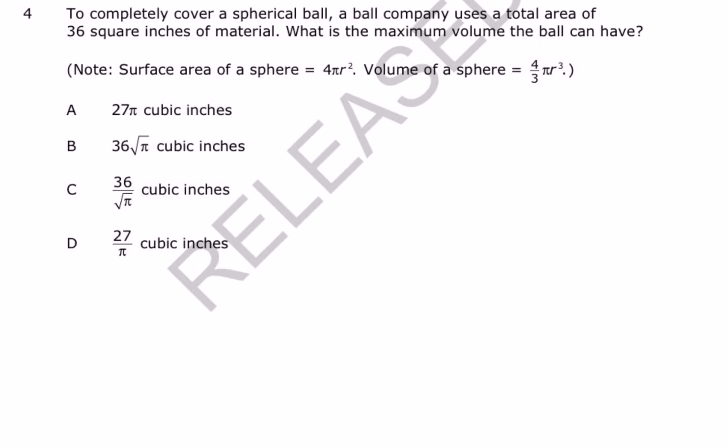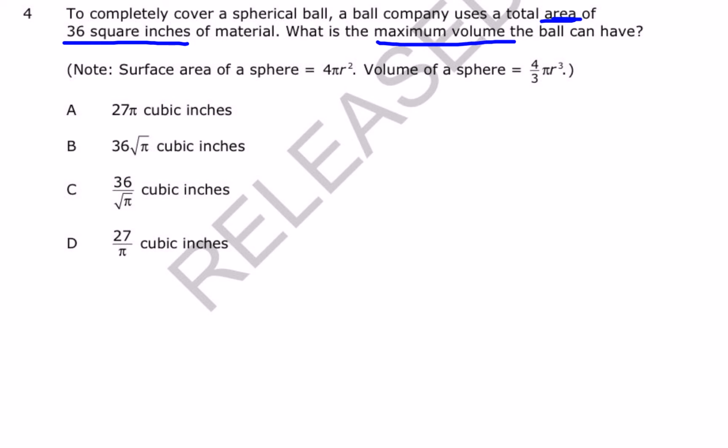For problem number 4, there's 2 ways you can do it, by hand and by calculator. I'm going to show you by calculator first, and then I'll show you how to do it by hand. So in number 4, we're talking about a spherical ball, which is in reference to a sphere. And it told us that the total area, keyword area, is 36 square inches. And it asks us to find the maximum volume.